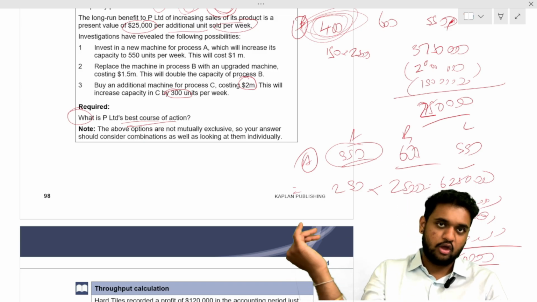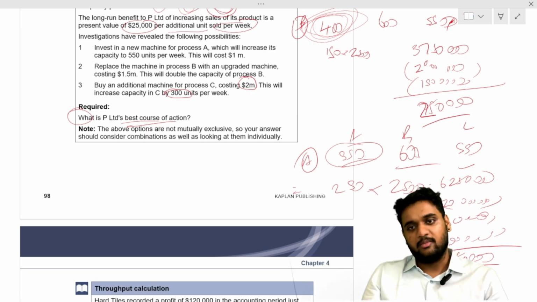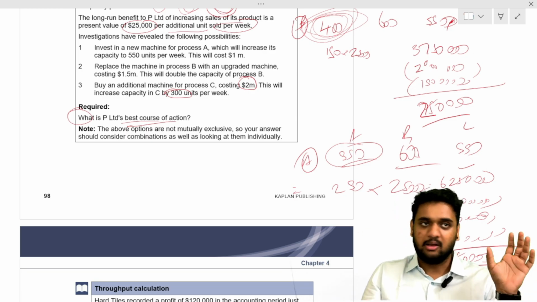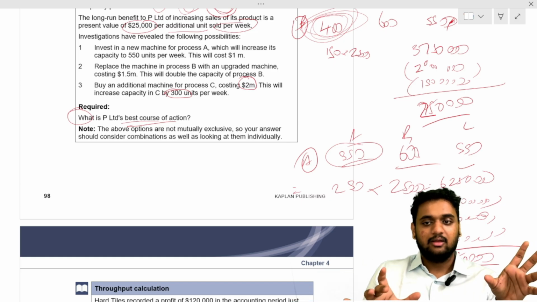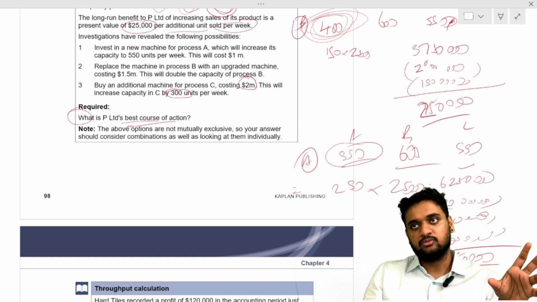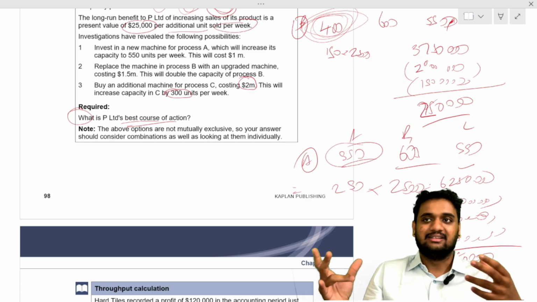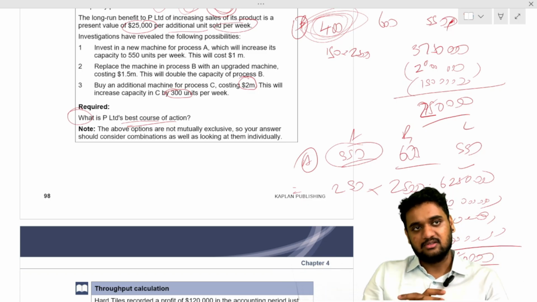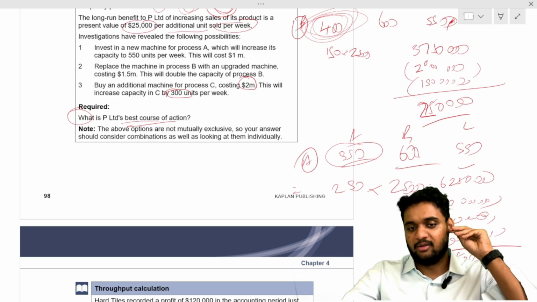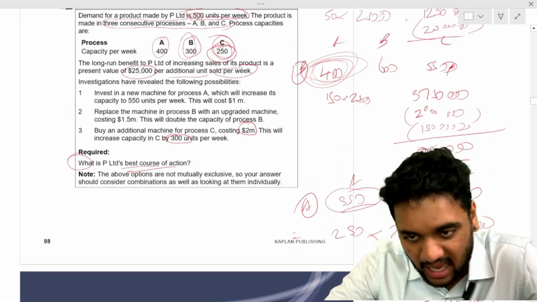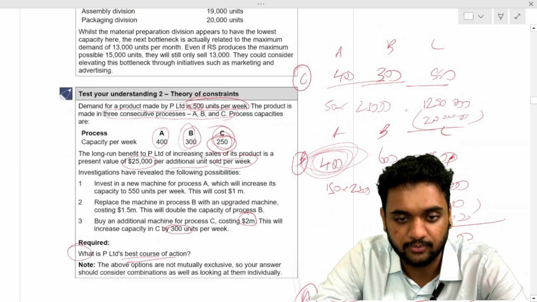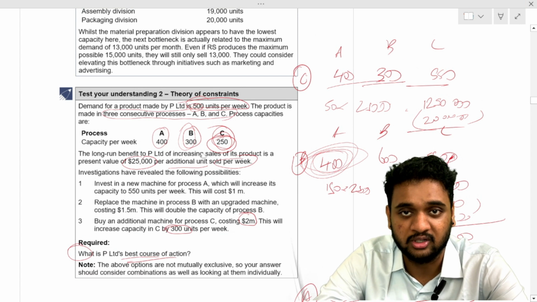So always go in the order of limiting factors. If we buy only machine A now, A will become 550, B will be 300, C will be 250. No use. So first only C, next is C and B, next is A, B, C. Find out the profit and loss for all the three, and whichever is best, you will do that. Understood all of you? I'll give you 5 minutes time. Please go through this question once and discuss.